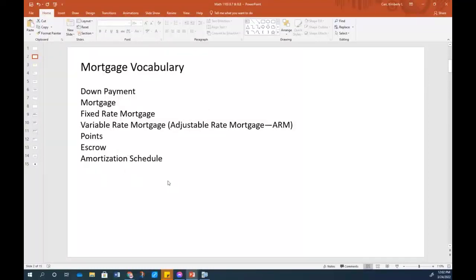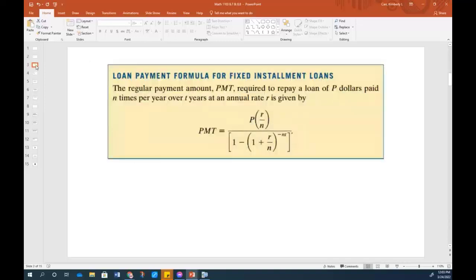Your amortization schedule, and we're going to look more closely at that, is something that is given to you, and you can look closely at it. Even though you pay the same amount each month, it separates that so that you can see how much of that payment is going to pay interest, how much of it is paying down your mortgage, and how much you still owe on your home. So those are just awesome words that we will use as we go through these next several slides.